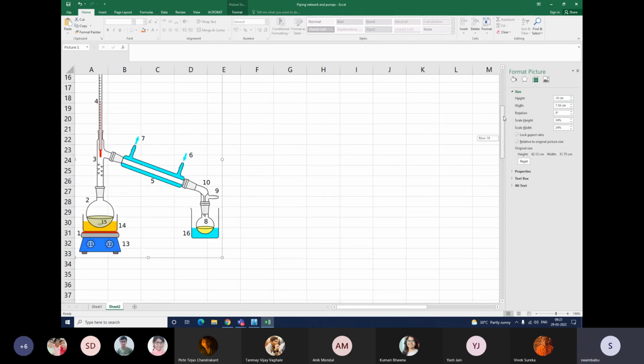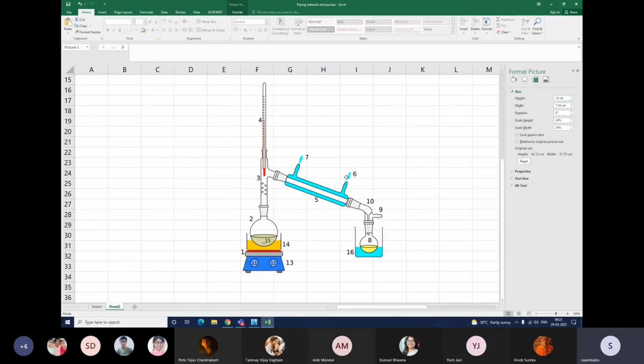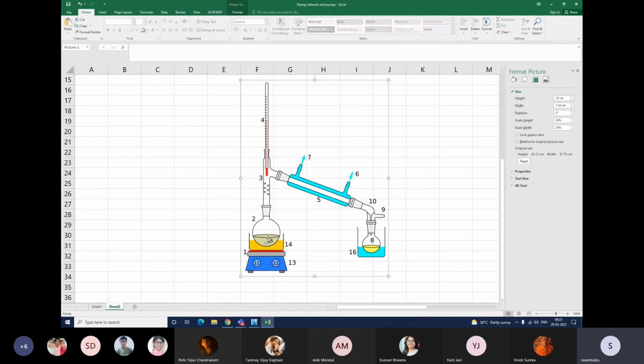So what they do is they take crude oil in a round bottom flask like this. The number 15 is the crude oil, and they heat this crude oil liquid. Sometimes they keep a heating element, a heating mantle, and cover it, or sometimes they place it in an oil bath to get a uniform heating rate.